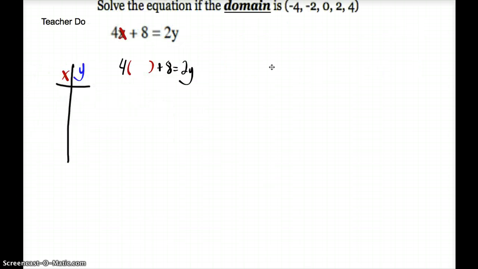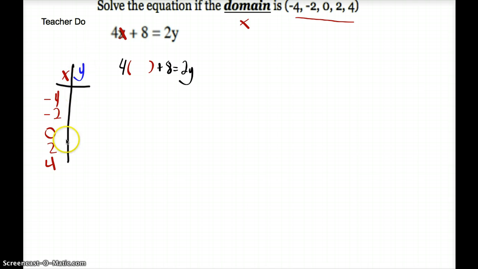So time for your teacher do. Teacher do number 1. It's giving me a lot of information in this question. I have to solve the equation if the domain is, and they give me 4 or 5 possible options. So domain we know is equal to our x values. So I can put those values in my what we call t-chart or table. Negative 4, negative 2, 0, 2, and 4. All 5 of these values.